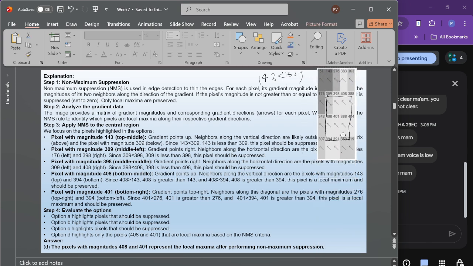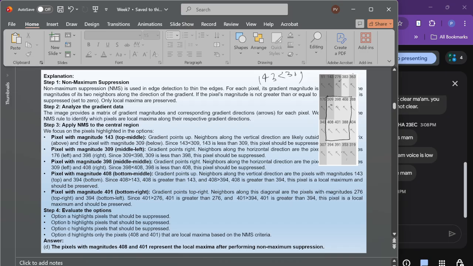Now we will check the next one, pixel 398. The gradient points right, so we compare this pixel to the neighborhood pixels in both directions. 309 on one side, 408 on the other side. So 398 is less than 408, so the pixel will be suppressed. It is greater than 309, so it is preserved in that direction. Now again we will take the 408.